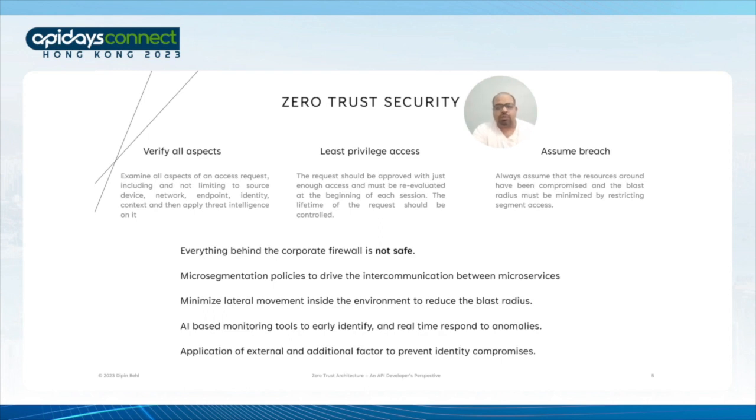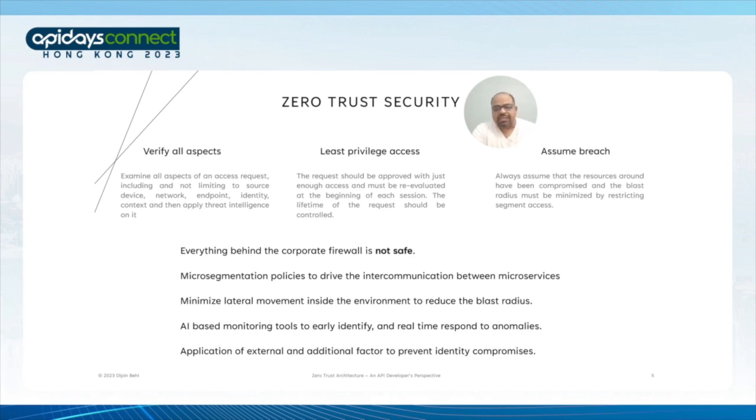Once verified, we must apply the principle of least privilege, which ensures that only the rights required to perform this action are granted to the request. These rights must also be granted for this particular request and should be reevaluated for the next incoming request, even if it comes from the same device, identity, or network. This dynamic evaluation should be done for each session lifetime.